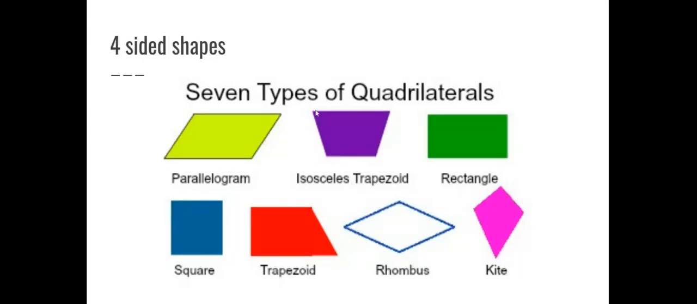The isosceles trapezoid, if you look at this line and this line, if you were to extend those down, they would eventually cross. That means they are not parallel. So a parallelogram has 2 sets of parallel lines, whereas an isosceles trapezoid only has 1 set of parallel lines.